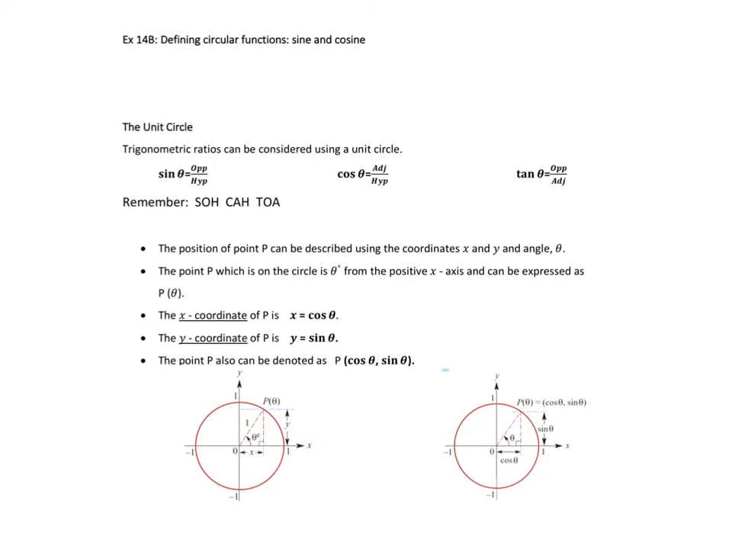Now, one important thing that we must remember here is that the x ordinate of the coordinate in this value P is cos theta, and the y value, so we're talking about this value here, is going to be sine theta. So when we define the coordinate there, it becomes cos theta and sine theta.